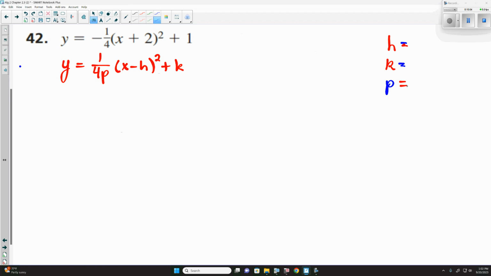Now, what is this telling us the value of k is? 1. What's our value of h? -2, because it comes from +2 inside. And I mean, for some of these, we can look at it and determine what the value of p is, but sometimes it's going to be helpful to actually calculate it out. And for us here, we're saying that our 1/4p is going to be equal to what? What is taking its place? -1/4.